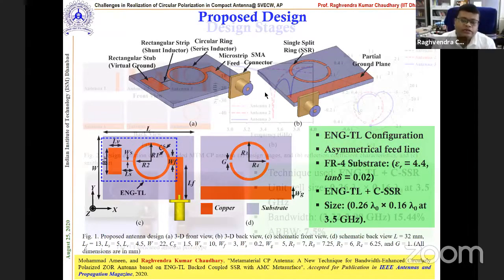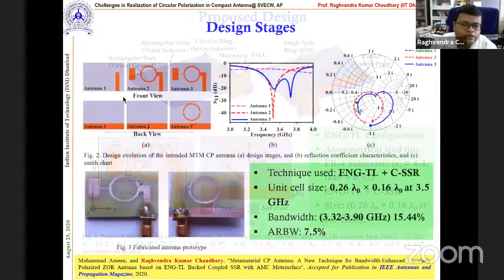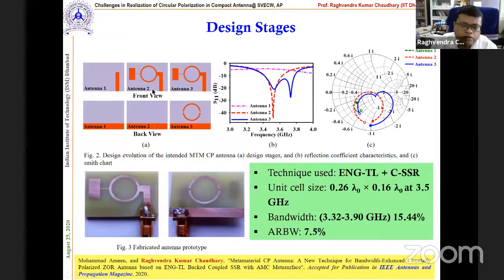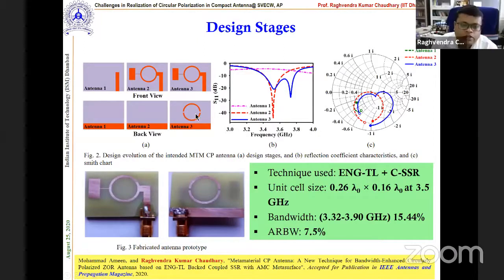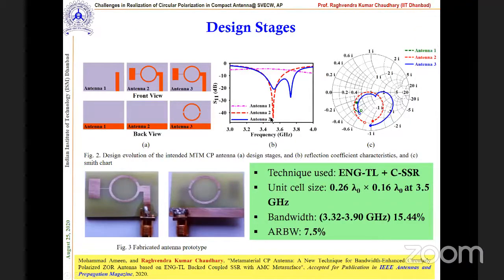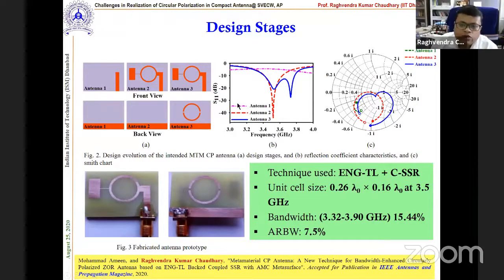Now if you see the design stages, I will particularly be talking about stage number one, two and three. Here in the first stages there is no split ring, whereas in the third stage, we kept our ring. If you don't have this ring, we get the resonance around 3.5 gigahertz. Whereas when you put this in, you have an extra resonance around 3.75 gigahertz. Because we matched in such a way that it is going 10 dB down, otherwise we initially get two bands. We managed it in such a way. This is called antenna engineering.